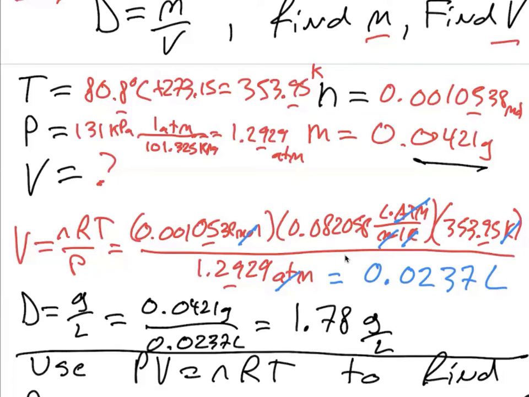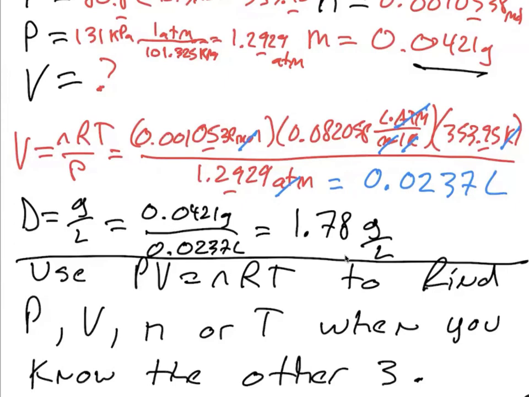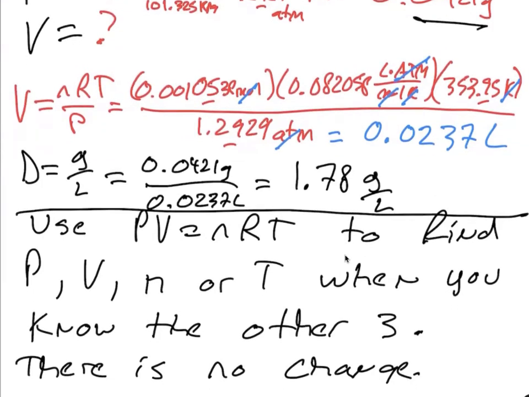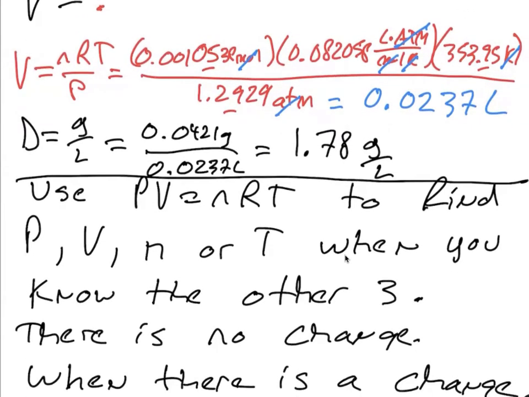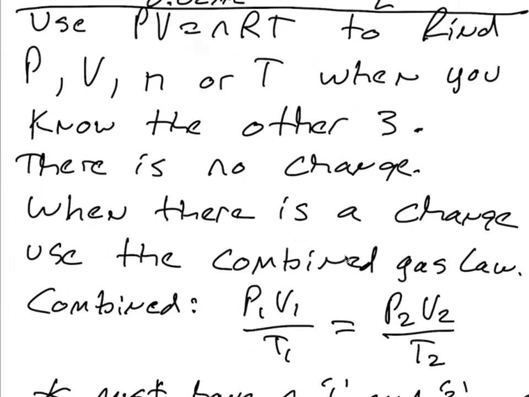So just to summarize, we use PV = nRT to find pressure, volume, moles, or temperature. You can find one of those variables when you know the other three, when there's no change. When there is a change, you want to use the combined gas law.